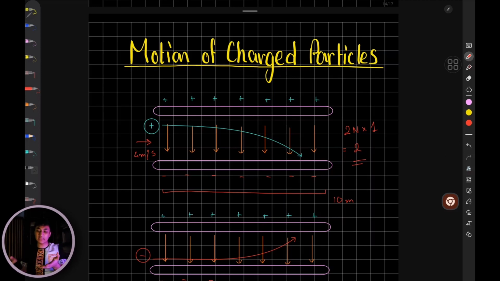We see the same thing happening over here when you release a positive charge with any amount of velocity in the horizontal direction. That velocity remains the same, but due to the constant force of 2 newtons at every given position, its speed vertically downwards increases. So it accelerates downwards. That results in the parabola.